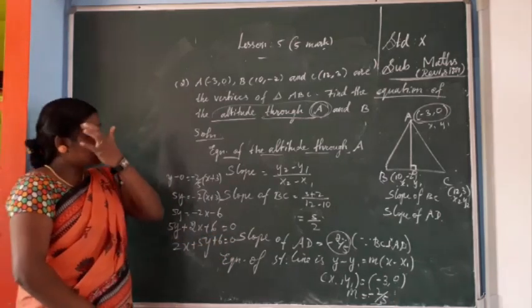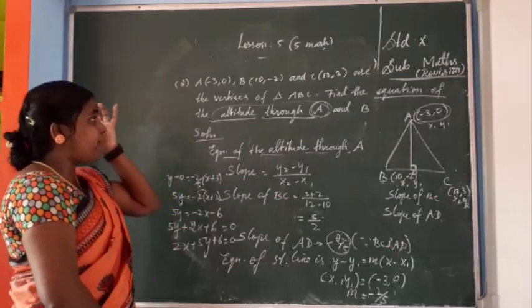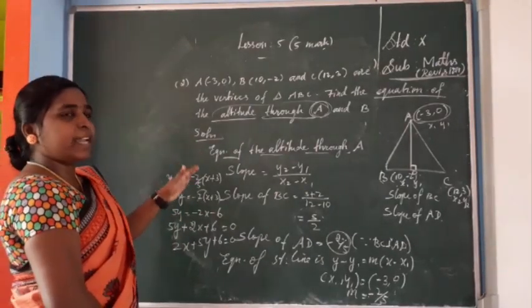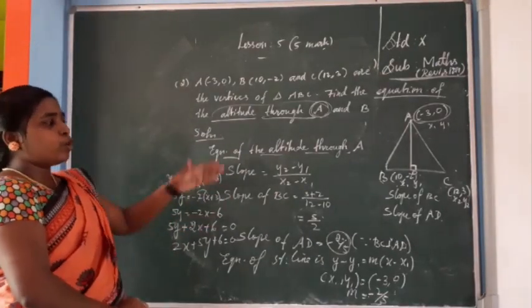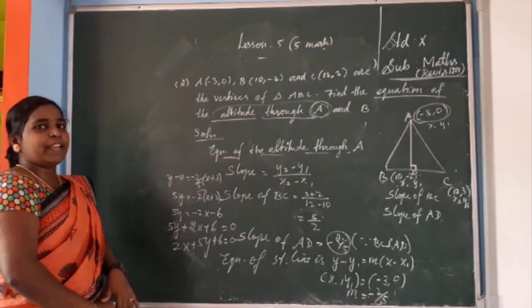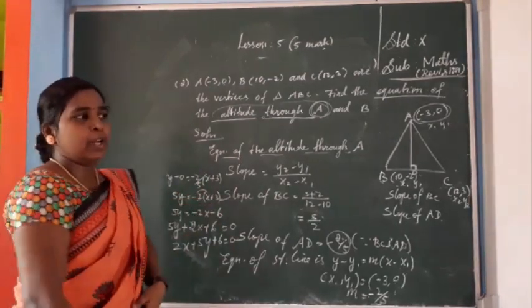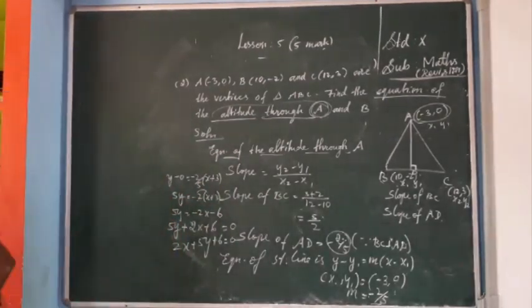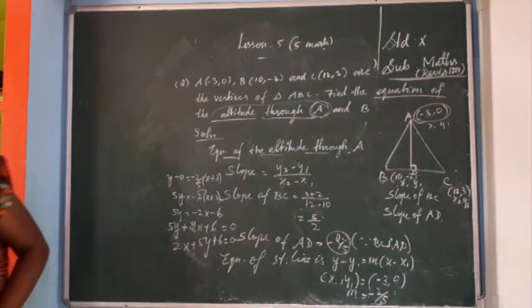Okay, so this is the method. For the equation of the altitude through vertex A, what are the steps you have to do? Slope of BC, next slope of AD, next the equation of the straight line: y minus y1 equals m into (x minus x1).